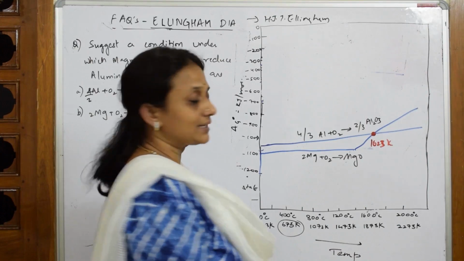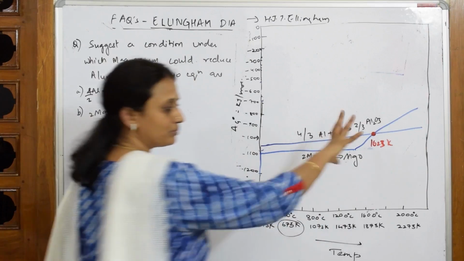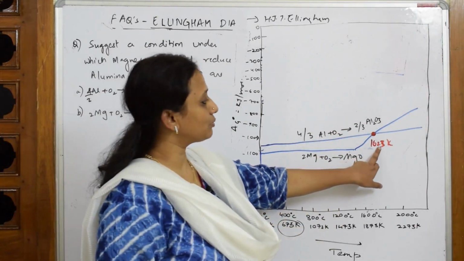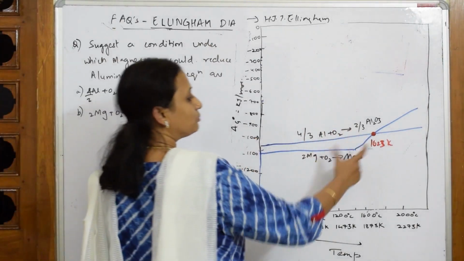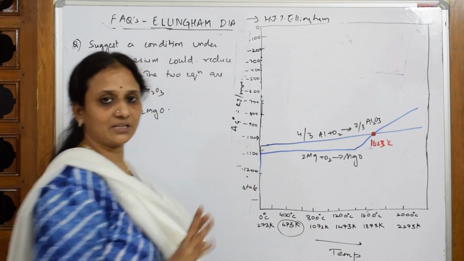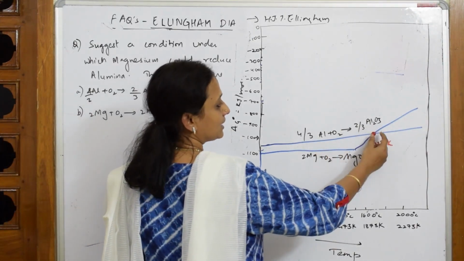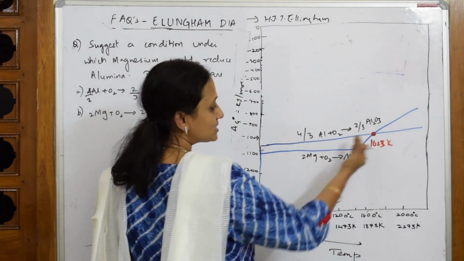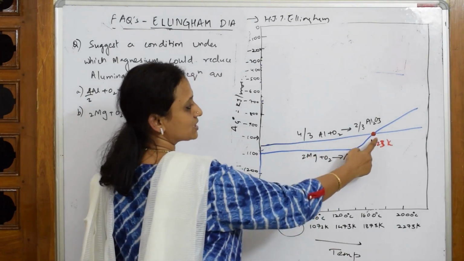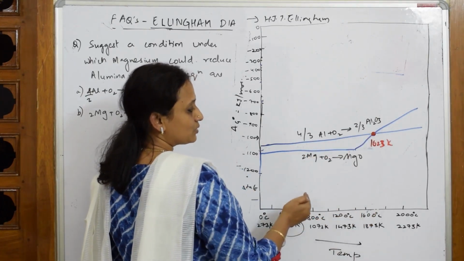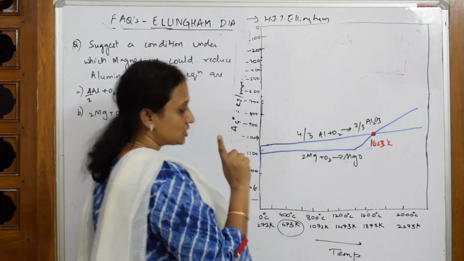Well, let us see from the Ellingham diagram. Now we have seen magnesium and aluminium are coinciding at one particular point. The formation of both are coinciding at one particular point, that is 1623 Kelvin. Now I very well said, if I take this point as the common point, now below this 1623, which is lying below? Now I'm coming towards the side, below 1623 Kelvin, magnesium is lying at the lower end and aluminium is lying at the higher end.